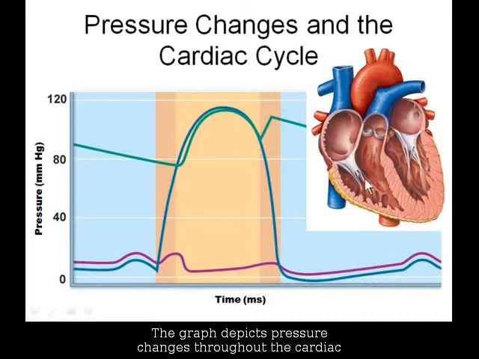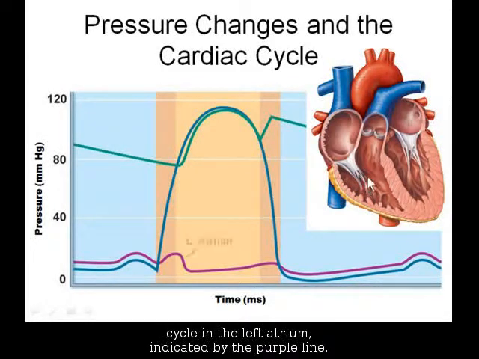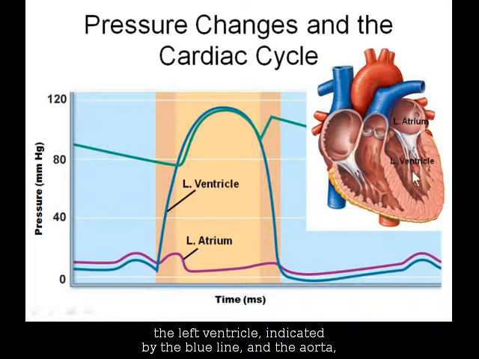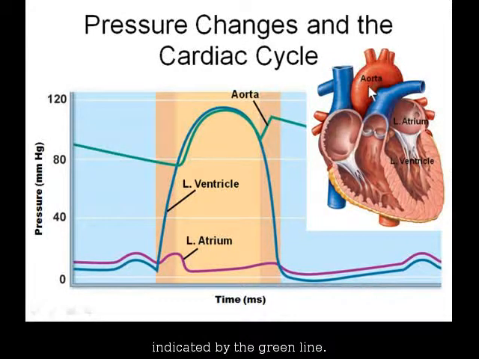The graph depicts pressure changes throughout the cardiac cycle in the left atrium, indicated by the purple line, the left ventricle, indicated by the blue line, and the aorta, indicated by the green line. This pressure graph depicts slightly more than one cardiac cycle.